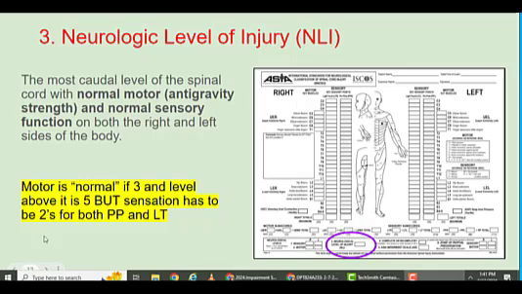The next portion, we're going to be determining the neurologic level of injury. This is the most caudal level of the spinal cord with normal motor and normal sensory functions on both the right and the left sides of the body. Just a reminder that the motor is normal if there's a 3 and the level above it is a 5, but sensation has to be 2s for both pinprick and light touch for that to be normal. So we're going to come across and find the place where our motor level is intact and all the sensory points are intact, and those are on both sides. And that will be the neurologic level of injury.